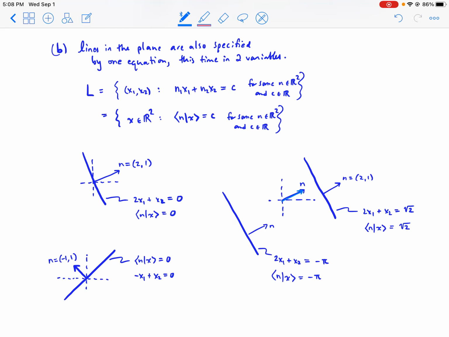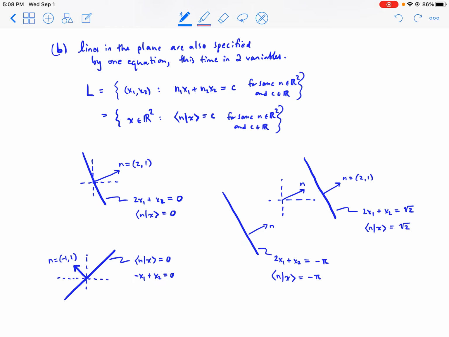Okay, so same thing. If this was our normal vector, then n dot x equal root 2 moves it some direction along the direction of n, off the origin. And n dot x equals negative pi, just some negative number, like negative 5, negative 7, negative pi, moves it in the opposite direction to n and shifts it off the origin. Whereas n dot x equals 0 would then mean it passes right through the origin.